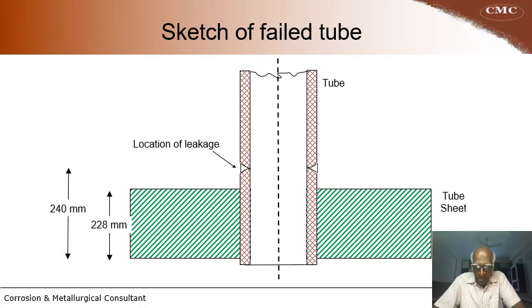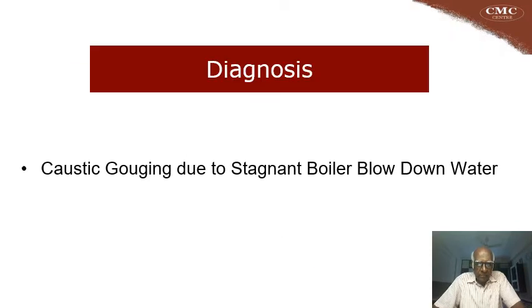And you can see in the next slide the positions of the various nozzles. So the diagnosis is caustic gouging due to stagnant boiler blowdown water. This boiler blowdown water has remained stagnant on the shell side. Slowly the concentrated alkali has increased, leading to caustic gouging.